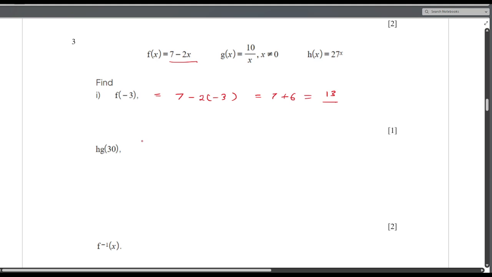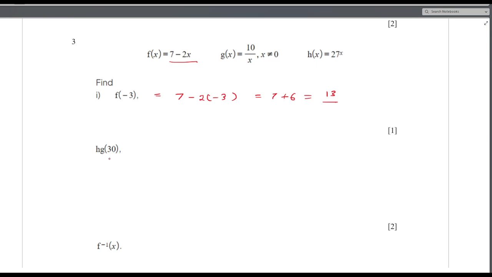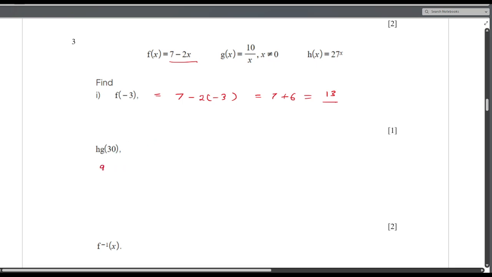Now hg(30). This is a composite function. First I will find what is g(30). So g(30) will be equal to 10 divided by 30, which is equal to 1 divided by 3. And therefore hg(30) will be the same as h of 1 by 3. And h(x), if you see, is 27 power x. So this is 27 power 1 upon 3, which is equal to 3. Okay. 27 power 1 upon 3, cube root of 27, which is 3.